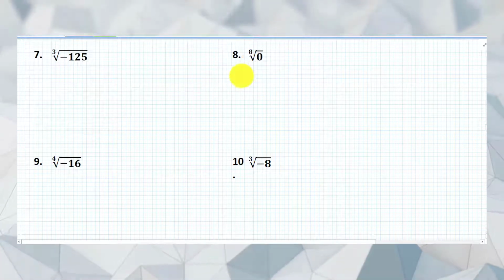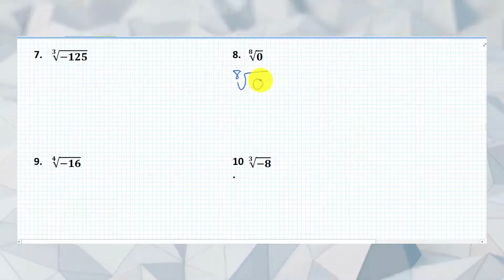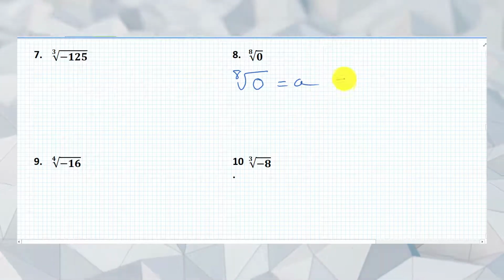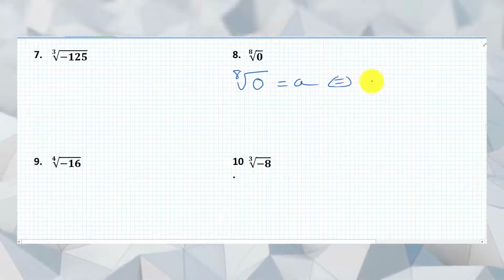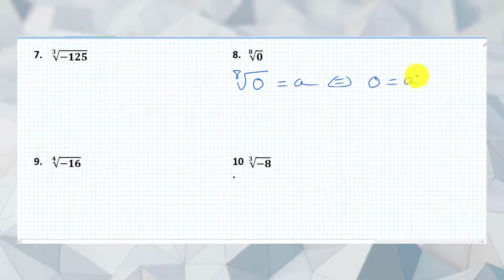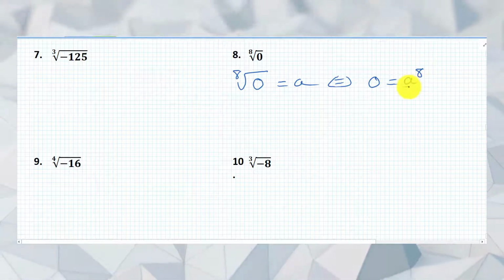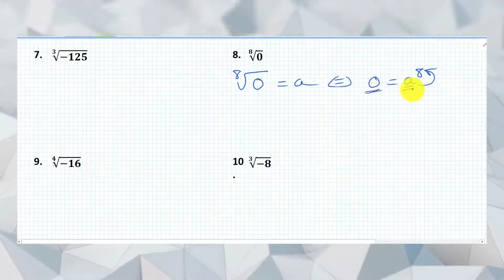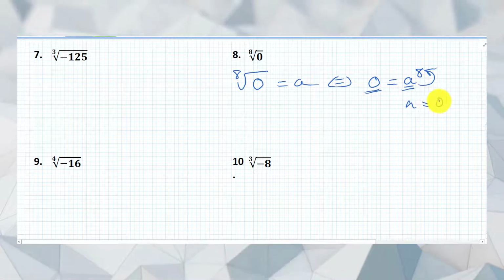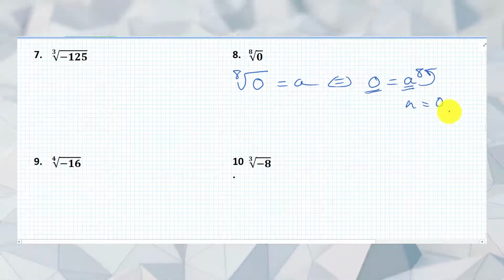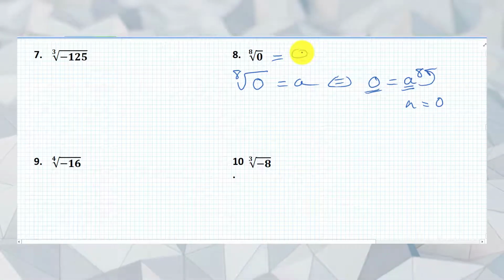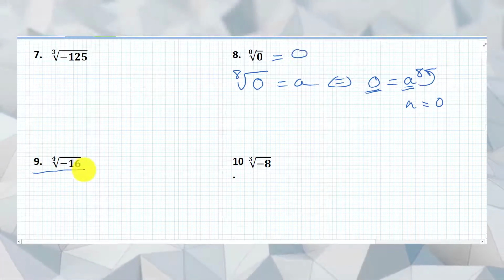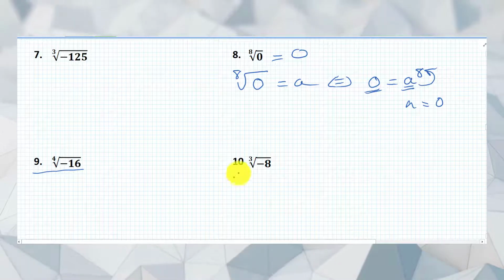How about number 8? What is the eighth root of 0? If this is equal to a, that means 0 equals a to the eighth. What number raised to the power of 8 gives you 0? Well, it had better be 0, right? If you take any other number, it's not going to give you 0. So this is simply 0. I'm going to let you do number 9. Let's do number 10 together.